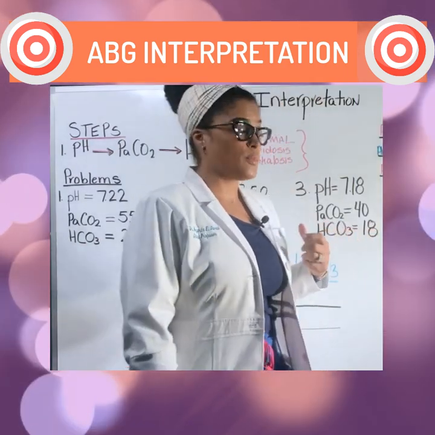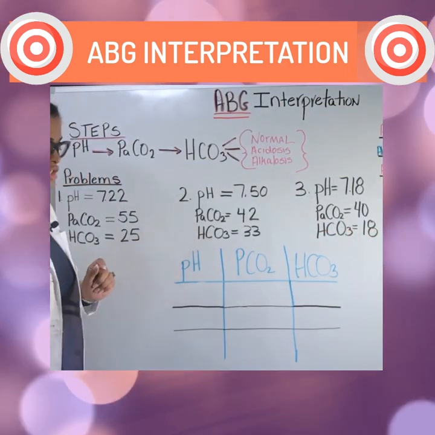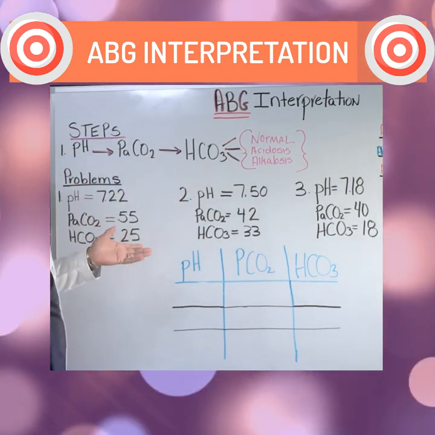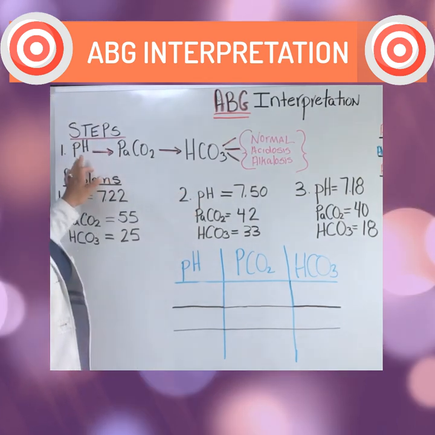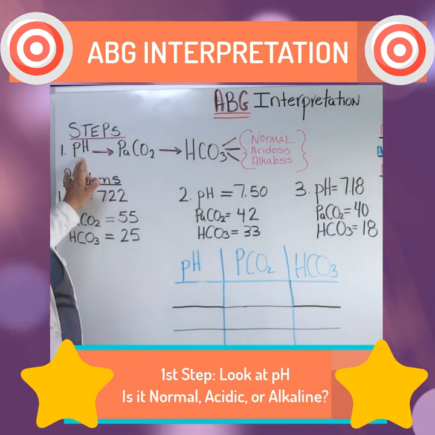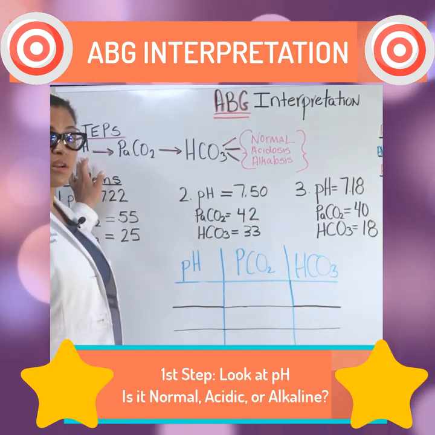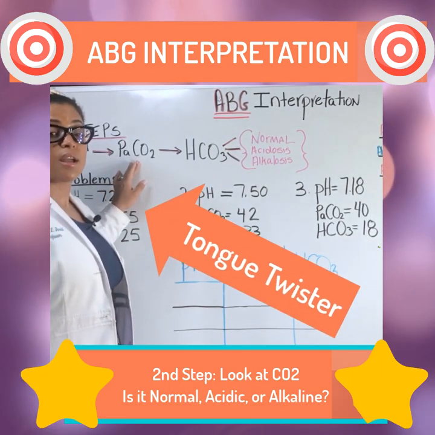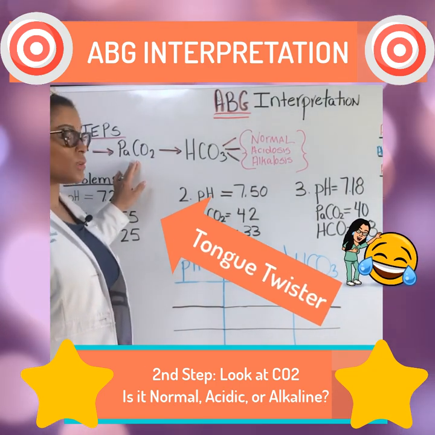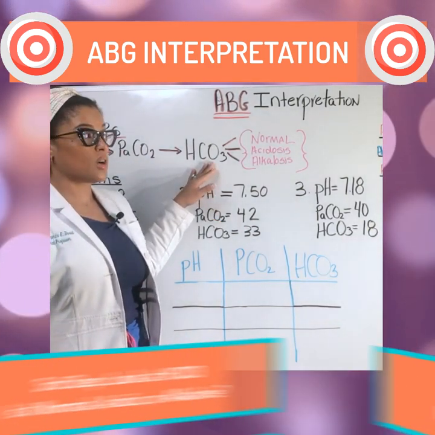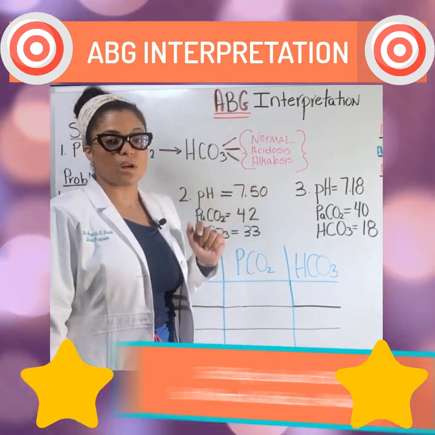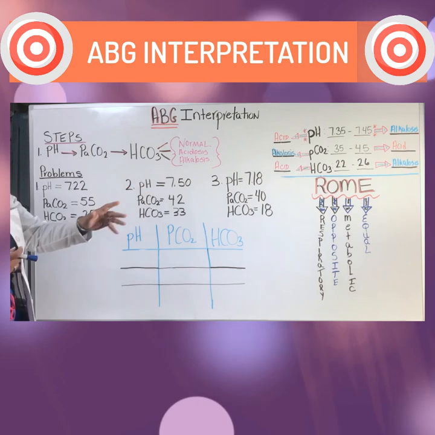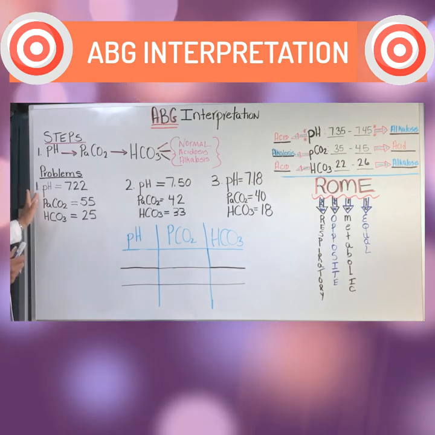And I have 3 examples here that we're going to talk about. Just like we did previously, it's the same steps. When you're trying to interpret ABGs, you're first going to look at the pH value and determine if it's normal, acidotic, or alkaline. Then you're going to look at the CO2 level to see if it's normal, acidosis, or alkalosis. And then you're going to look at the bicarb to see if it's normal, acidosis, or alkalosis. You have the ranges on the other side of the board. So using the acronym ROME, we're going to do the first example.